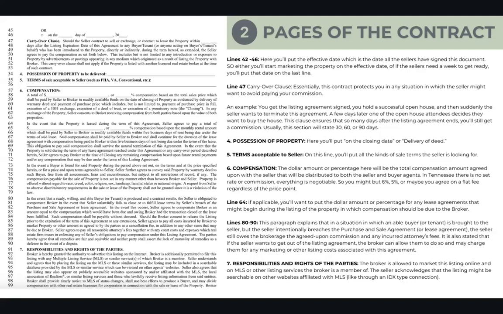Number 7 is responsibilities and rights of the parties. So the broker is allowed to market this listing online, on MLS, or other listing services the broker is a member of. The seller acknowledges that the listing might be searchable on other websites affiliated with MLS, like through an IDX connection.